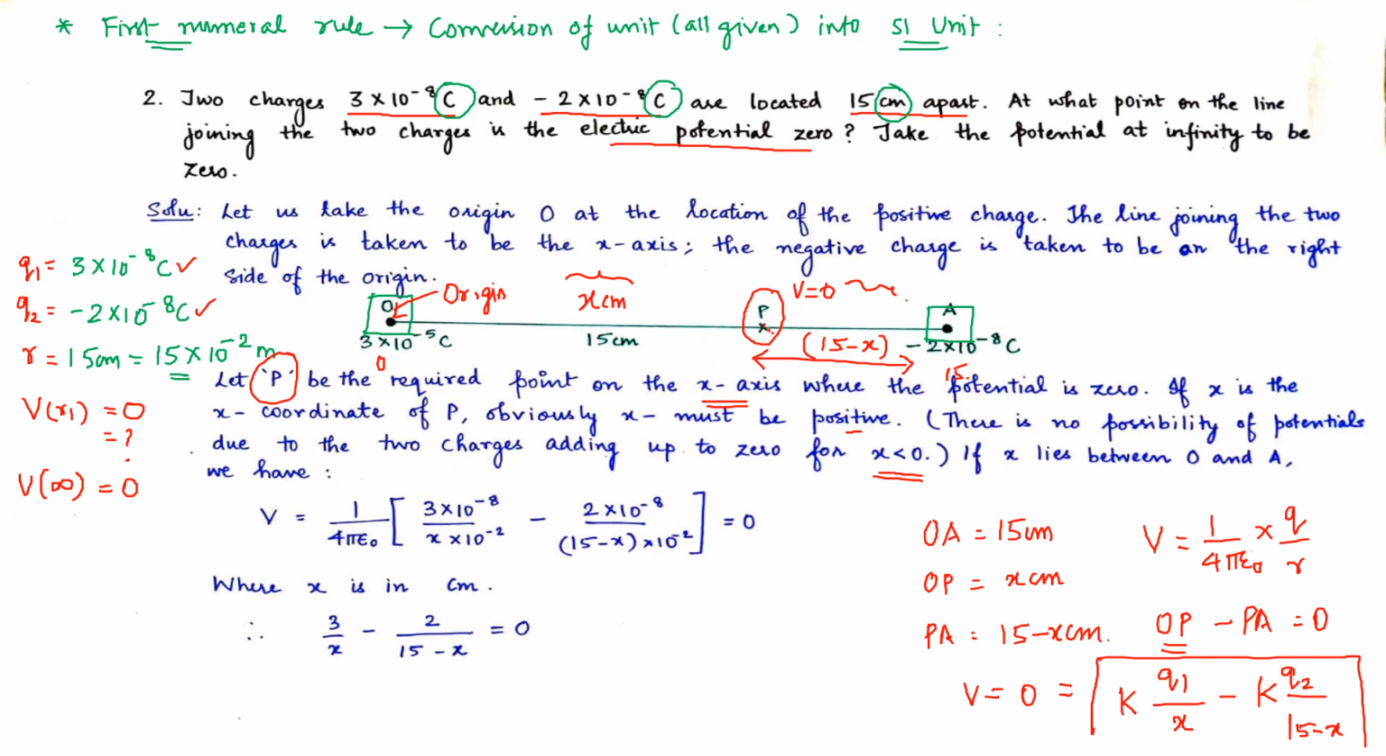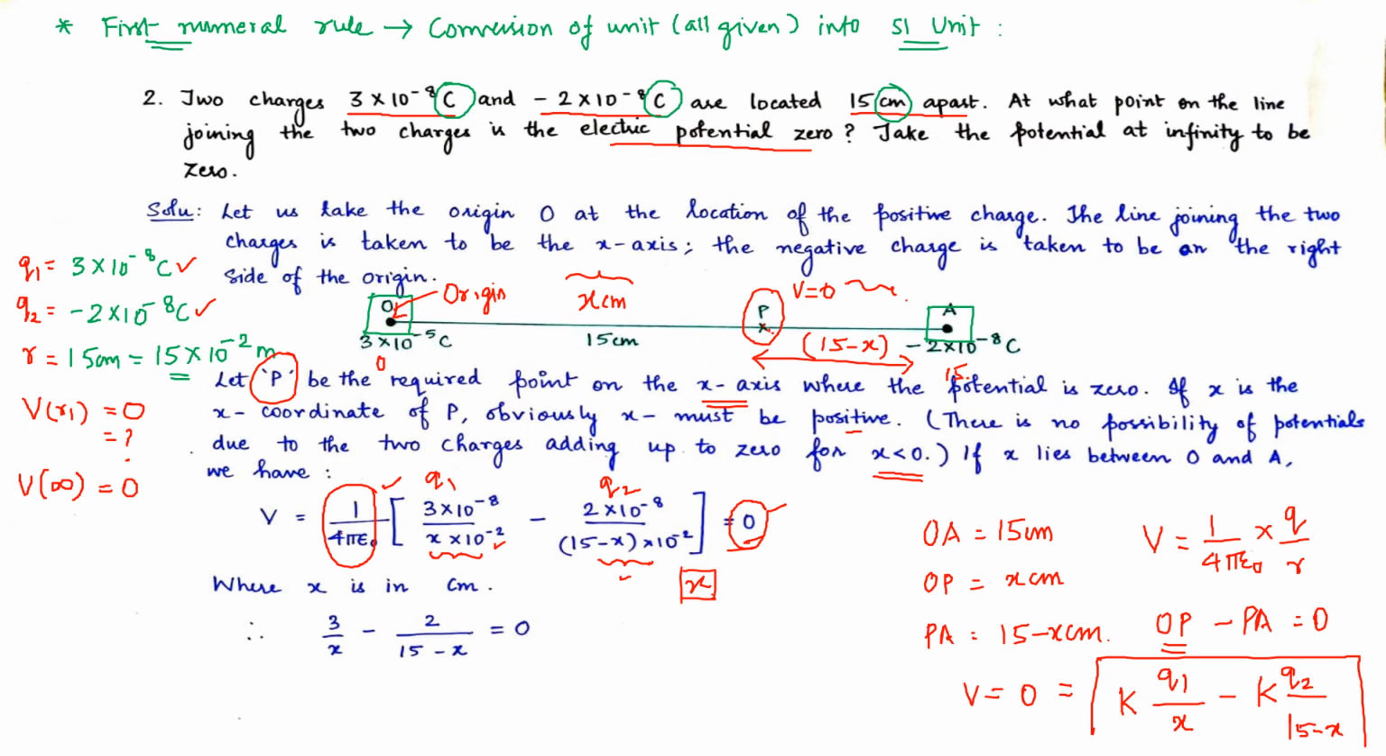The value of K is 1 by 4 pi epsilon naught, which is kept over here. This K is brought out as common. Then this is the value of Q1, this is the value of Q2. Here this is the distance which we have converted into meters, and this is the left out distance, and the overall potential is 0. We need to find the point where the potential is 0, so x is to be found.